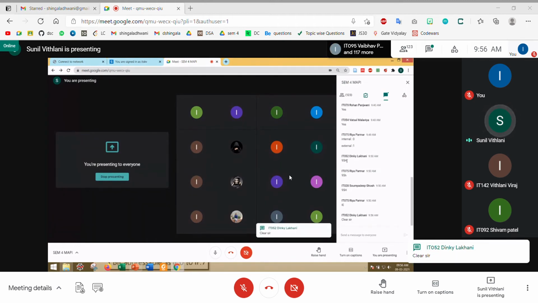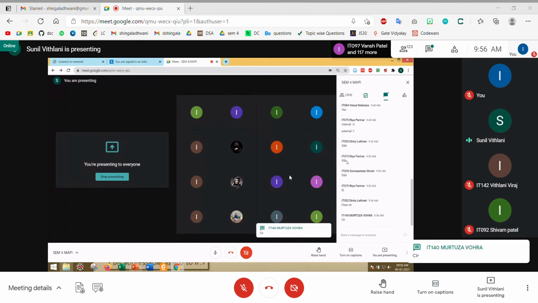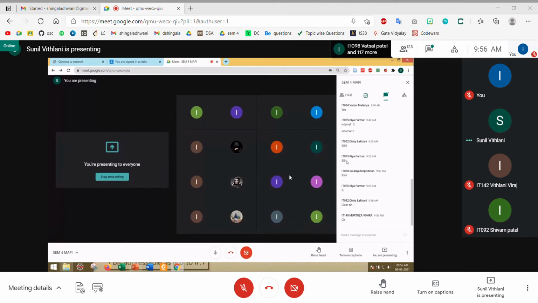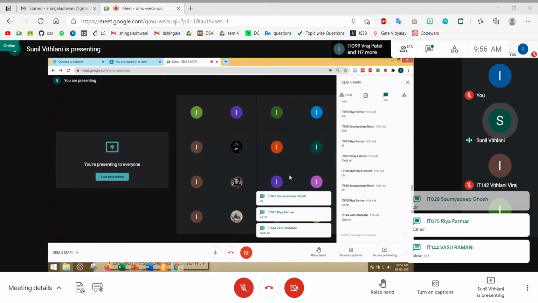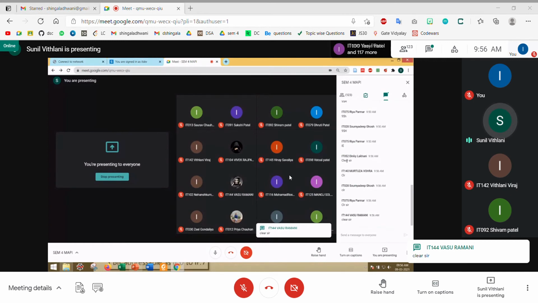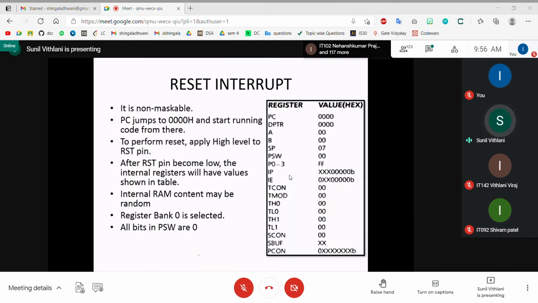IP, the interrupt priority special function register, is just used to specify the priority as compared to others. So out of 5 interrupts, which interrupt will have higher priority? It is not for enabling or disabling interrupts. To enable or disable, we use IE, the interrupt enable special function register, and this is also bit addressable. We can address it individually, so you can set or reset each bit individually.